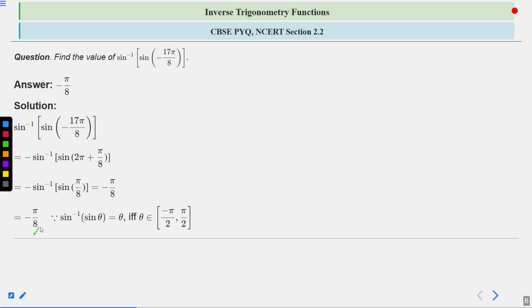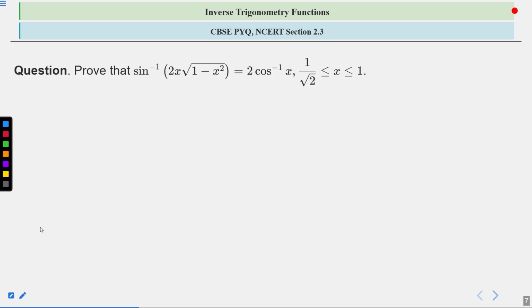Okay, hope it's clear to you. Let us move to the next question. This question says, prove that sine inverse of 2x root over 1 minus x square is equal to 2 cos inverse x, when x belongs to 1 by root 2 to 1. Clear?